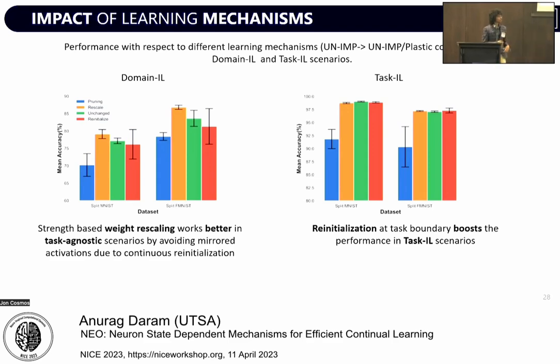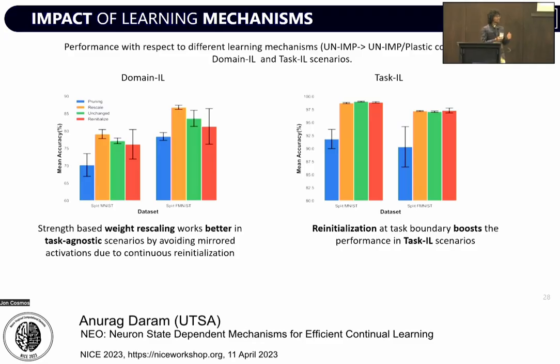So what we can see is that strength-based rescaling works better in task-agnostic scenarios. If we reinitialize at every state update interval, it keeps on adding. It's like we are making the network plastic even while learning a particular task multiple times. That leads to mirrored activations, wherein there will be neurons firing with the same activity pattern, and that might be the reason for a slight drop in performance.